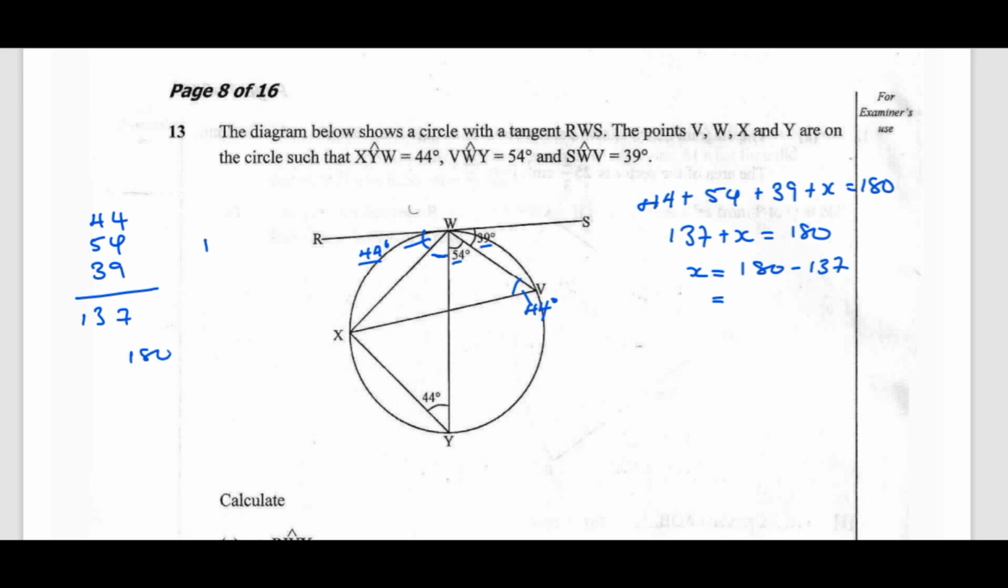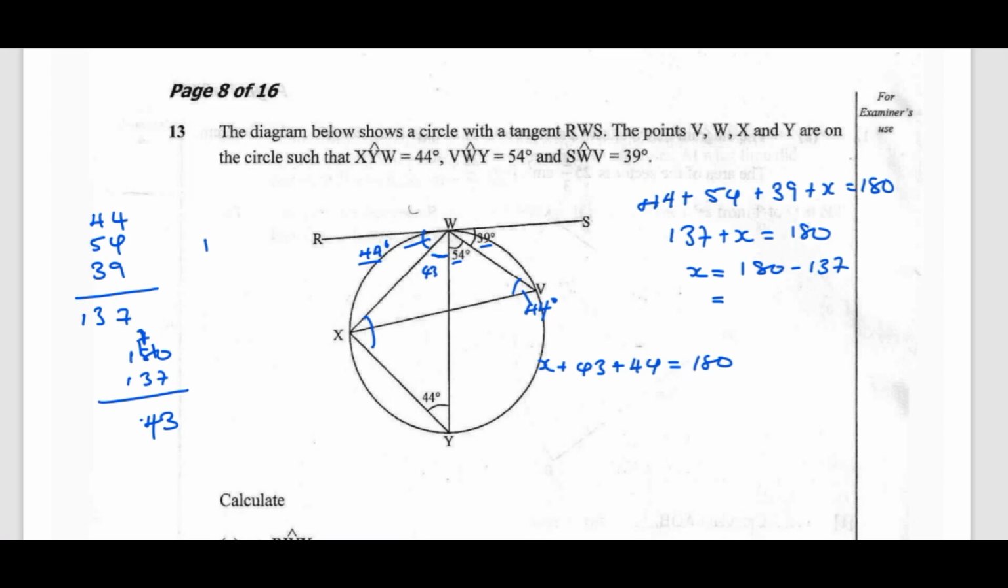When we subtract 180 minus 137, here we're going to borrow 1 and then we're going to remain with 7, and then 7 minus 3, we're going to have 4. So meaning that here it is 43. And then what other angles are we remaining with? This angle here, we can find it by saying 43 plus 44 plus X is equal to 180.